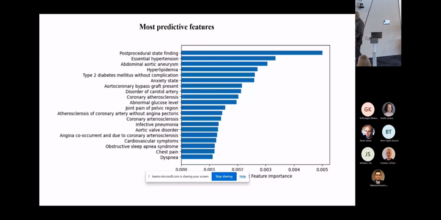And if we look at the most predictive features that we extracted from the random forest model, we can see that the post-procedural state was the most significant. The essential hypertension, the next one, abdominal aortic aneurysm, hyperlipidemia, and we see down the list features like cardiovascular symptoms, chest pain, dyspnea.